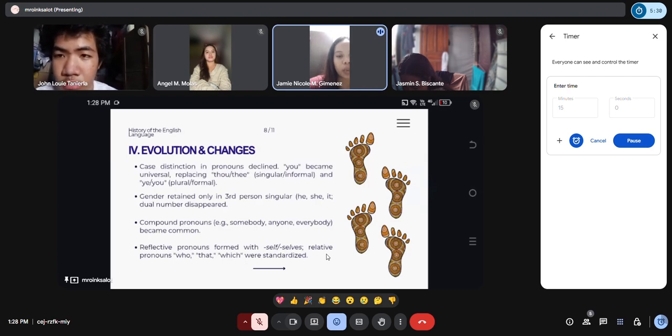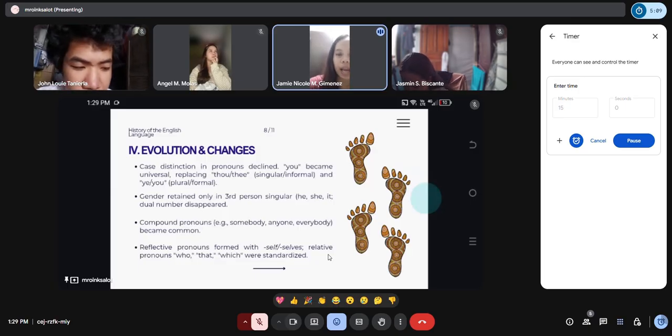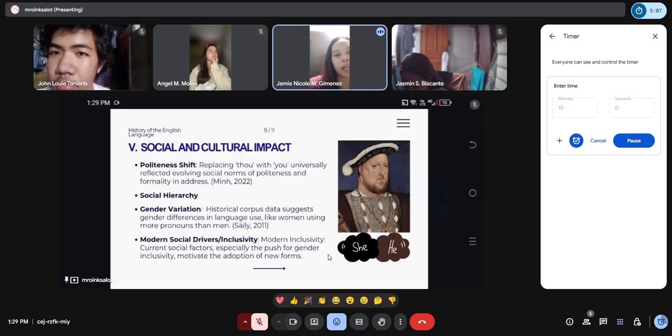Evidence from Shakespeare's works and private letters of the time highlights these transitions in real usage, where thou still expressed intimacy and you conveyed respect or social distance. These shifts mark the period as one of linguistic simplification, but also of growing social nuance in English pronoun use. So now, let's hear from Mr. Tanyerla as he gives a brief and concise explanation on the social and cultural impact.